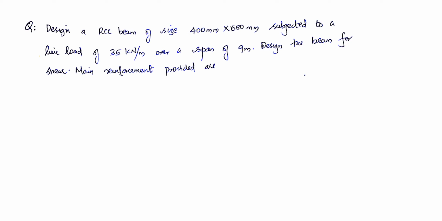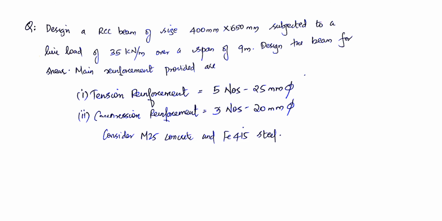The main reinforcement provided are tension reinforcement 5 numbers 25 mm φ and compression reinforcement 3 numbers 20 mm φ. Consider M25 grade concrete and Fe 415 grade steel. So the design for flexure is given, that is, the design moment is given. Now you need to design it for shear, that is, the shear force coming on the beam has to be resisted by the beam. So we need to provide the shear reinforcement.